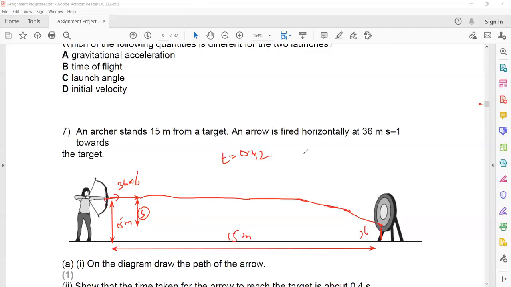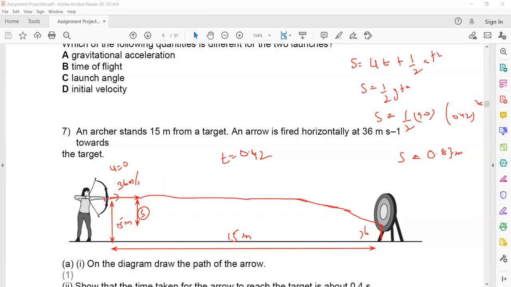So how can we find the vertical distance? We have the time. Initial velocity is 0, so we have the formula s equals ut plus half at squared. Initial vertical velocity is 0, so this whole term will be 0, so s equals 1 by 2 g t squared, and time was 0.42. So s equals 1 by 2 times 9.8 times 0.42 squared. The vertical distance is 0.87 meters, which is the distance fallen by this arrow.